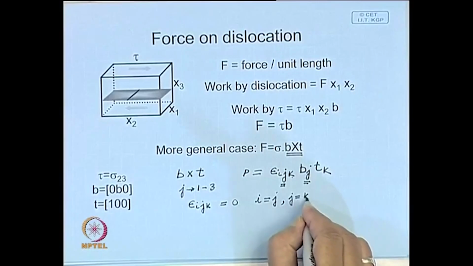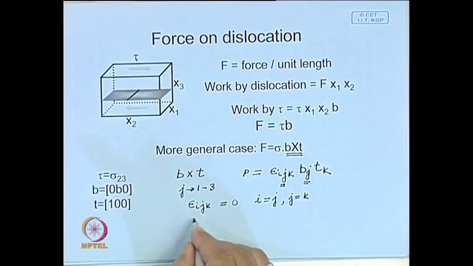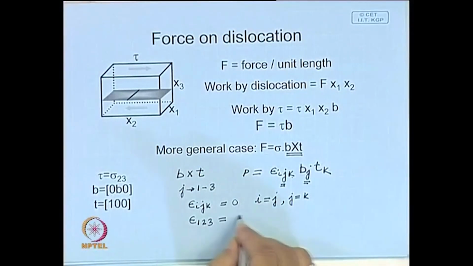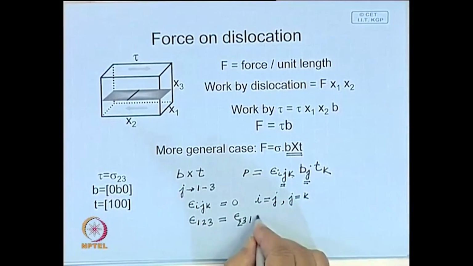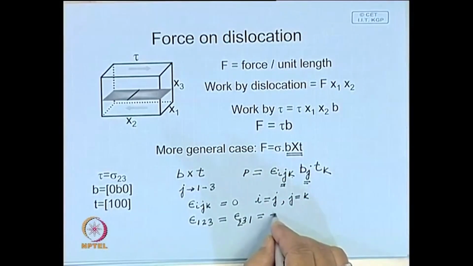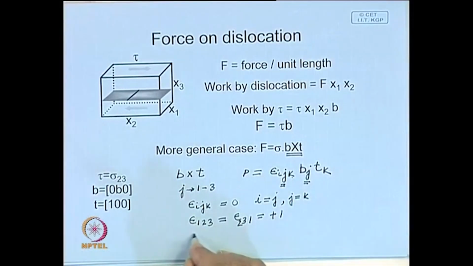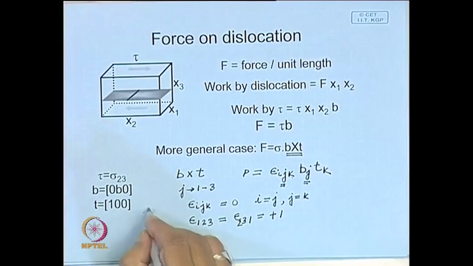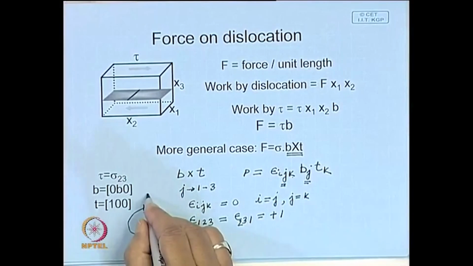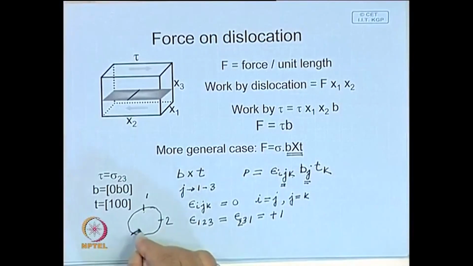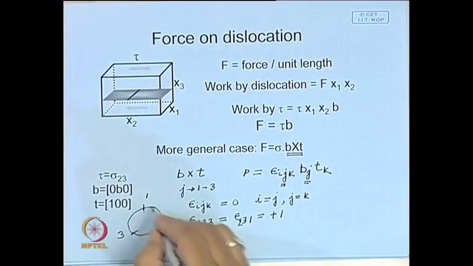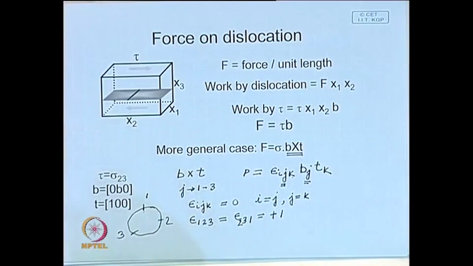Any two, if they are equal, then this is 0, and if they are in the sequence 1, 2, 3 or epsilon 2, 3, 1, then it is plus 1. If it is in the reverse sequence, suppose you imagine 1, 2, 3: if it is 1, 2, 3, 3, 1, 2, 2, 3, 1, if it goes in this sequence, then it is plus 1.